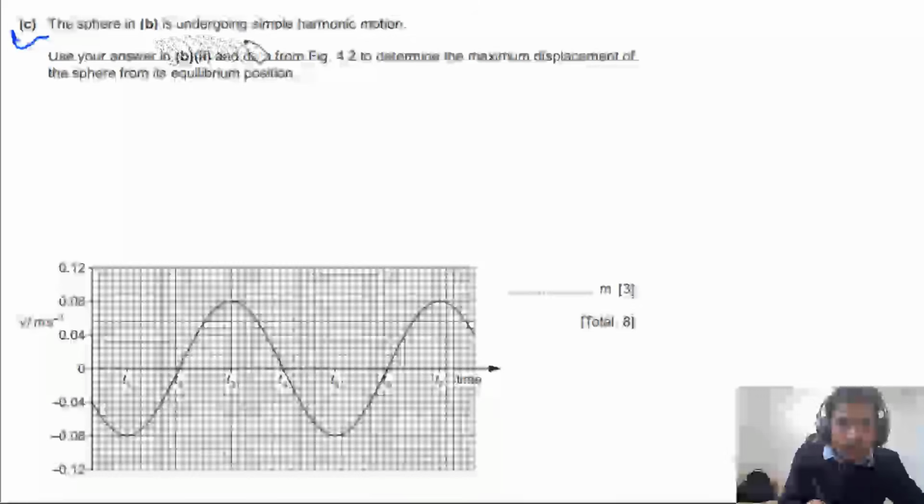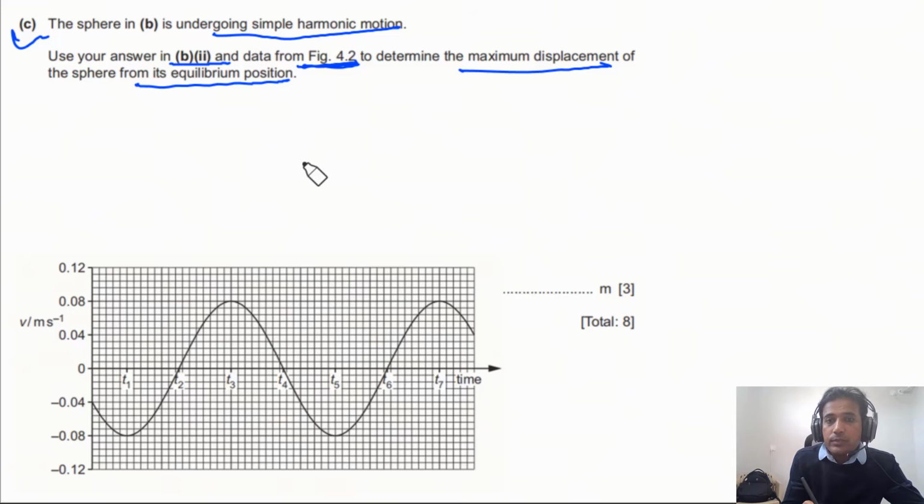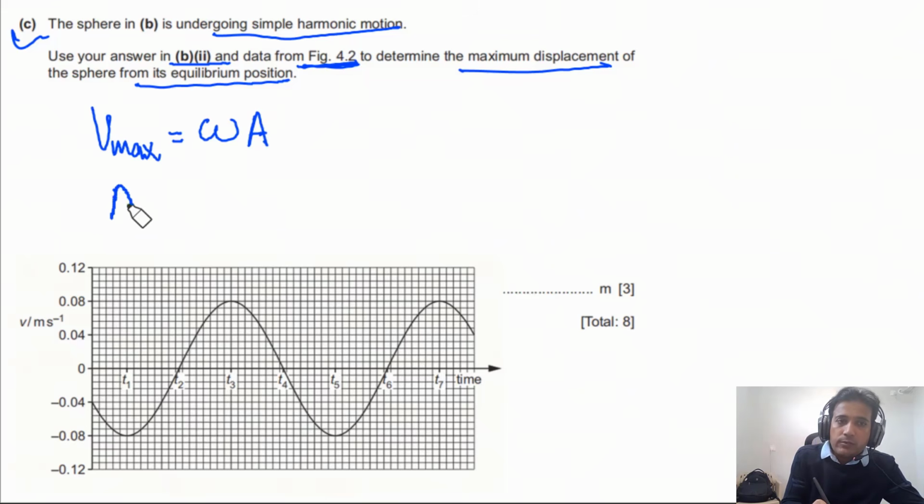Part C says the sphere in B is undergoing simple harmonic motion. Use the answer in B2 and data from figure 4.2. So this is figure 4.2. Determine the maximum displacement of the sphere from its equilibrium position. Maximum displacement. So we need to understand the Vmax, the maximum velocity, is equal to angular frequency times maximum displacement, meaning amplitude. So we need to find out the value of A.